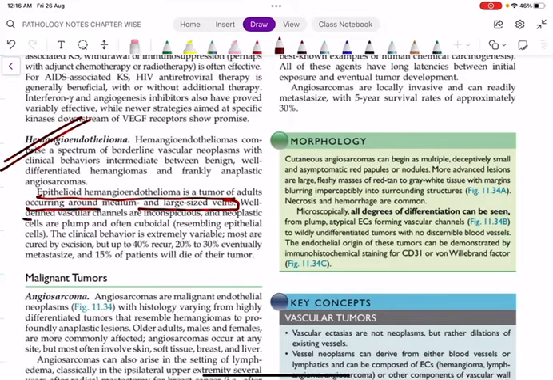And we have well-defined vascular channels that are inconspicuous, and neoplastic cells are plump and often cuboidal. That means they resemble epithelial cells. That is why it is called epithelioid hemangioendothelioma. I hope you are clear.